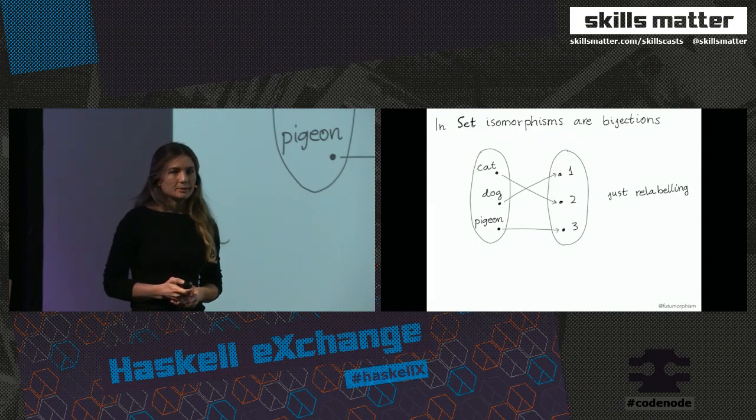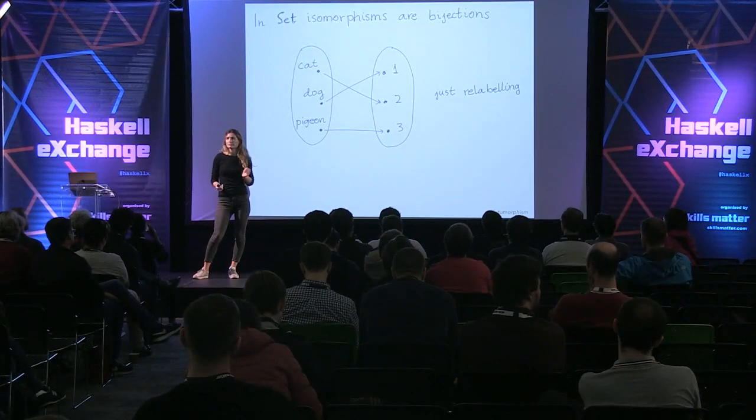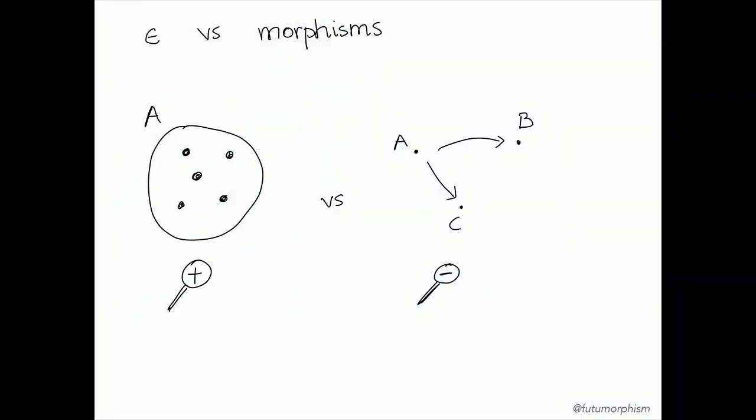So an example: in the category of sets, the isomorphisms are precisely the bijective functions. A bijective function can be thought of as just a relabeling of the elements. And if a function is bijective, you can always define an inverse. So we start to see that generally there seem to be 2 different ways to define things. One is to look inside a set and look at what elements it has. And the other way is to look outside of the set, don't care about the elements, but look at the morphisms it has to other sets.